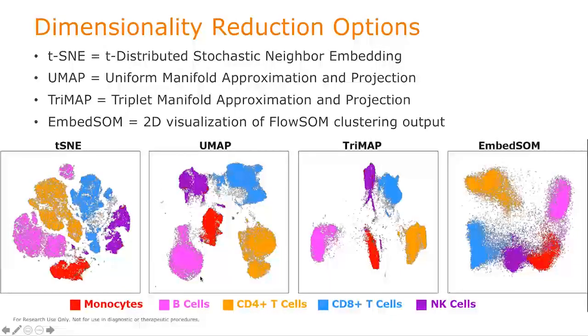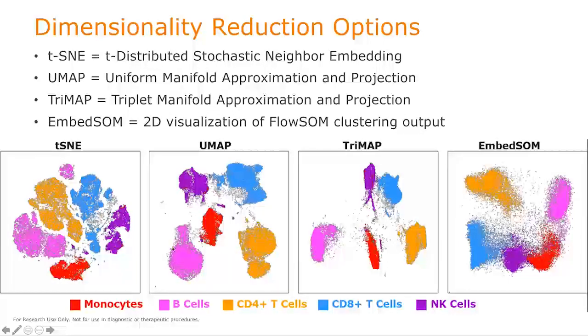UMAP is a newer method that has been introduced since about 2018 and gained a lot of popularity in the single cell sequencing world because it scales better with the number of dimensions. You can actually take hundreds or even thousands of dimensions into UMAP directly instead of going through a stepwise process to get down to 2.